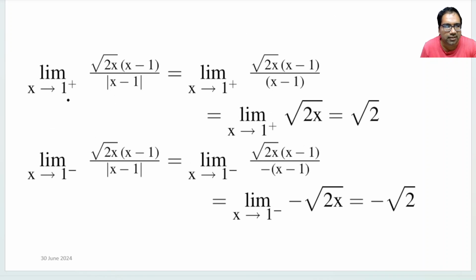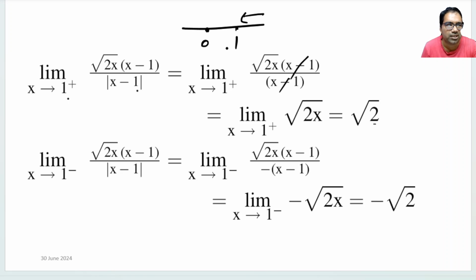In this case, again, x is approaching from 1 plus. We are talking about this is 0, this is 1. We are approaching from the right hand side. So x minus 1 will always be positive, right? So obviously, the absolute value of x minus 1 is x minus 1. So we can cancel this, and this becomes root 2x, which is root 2.